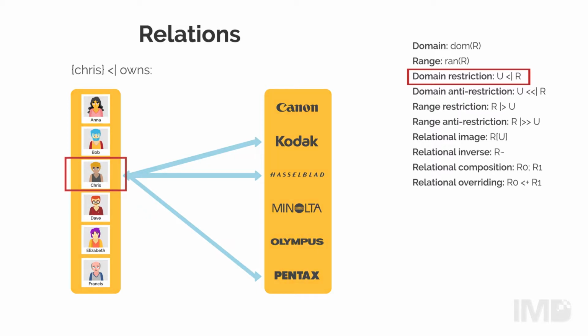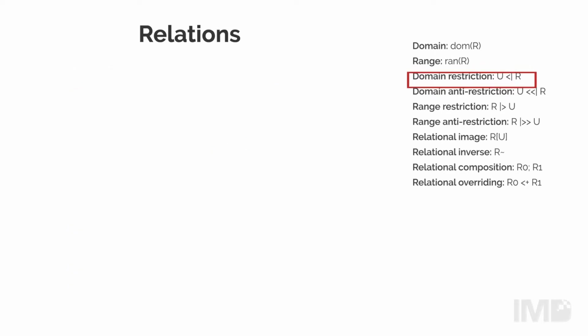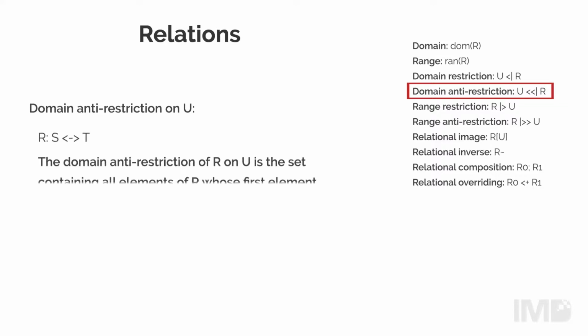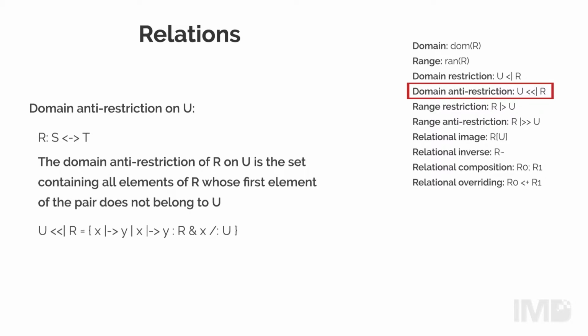On the other hand, the domain anti-restriction on U of the relation R between sets S and T is a set containing all elements of R whose first element of the pair does not belong to U. So, the domain anti-restriction of R on the set U is a set containing all pairs X and Y, where the pair X and Y belongs to R and X does not belong to U.